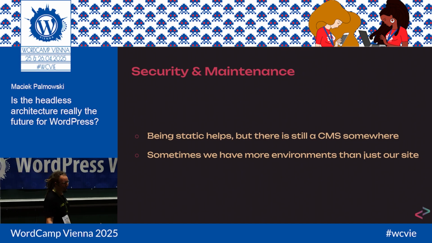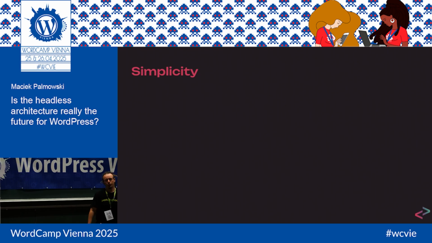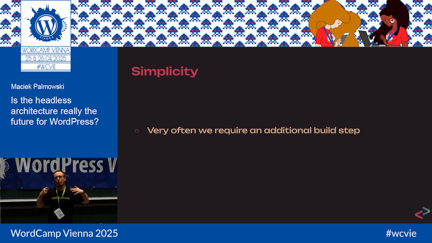Another point, simplicity. Because you won't be using this outdated WordPress anymore, you will start using some new, cool, fancy JavaScript frameworks that are so great. You just connect the API and that's it. So, again, it's not that simple. Very often, we as WordPress users are used to the fact that we just write stuff, press publish, and it shows on the website.